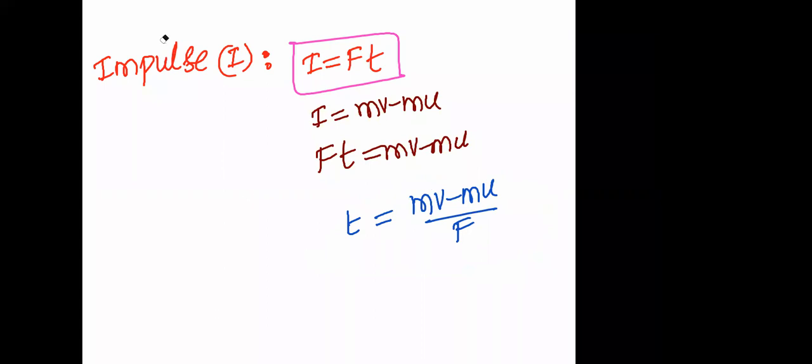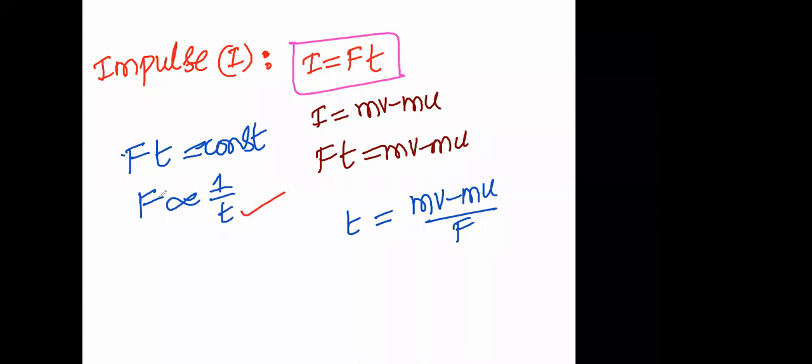In cricket, the fielder, after catching the ball, pulls his hands in the backward direction. Then what happens? Time of action increases. If time of action increases, force applied will decrease. F into T is taken as constant, then F is inversely proportional to T.